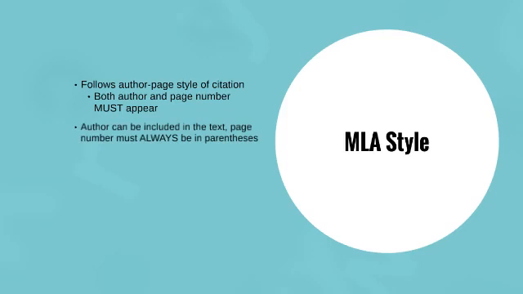Author can be included in the text. Page number must always be in parentheses. Consider the context strategy that I mentioned previously. You can include your author as context before introducing your direct quote. If an author is unknown, you can use the work's title. This information is important for your in-text citations that come at the end of direct quotes that will come before the punctuation.